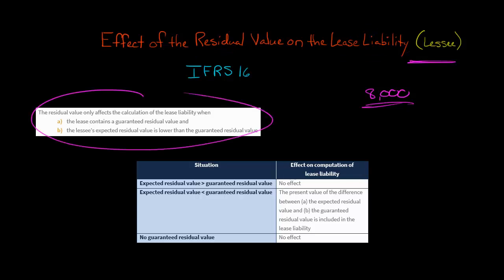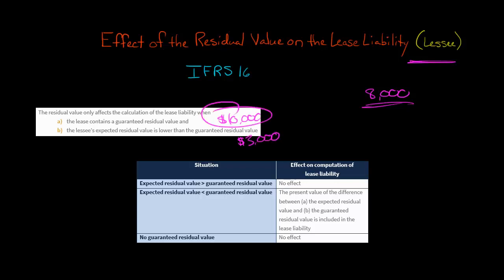And let me give you an example. Let's say that there's a guaranteed residual value and it's $10,000. And the expected residual value, the lessee says, you know what, I think it's actually going to be $3,000. So they guarantee the lessor, hey, this thing will be worth 10 grand when this lease term's up, but they're thinking, well, I think it's only going to be worth 3,000. Okay, that difference of $7,000 would be treated as an additional lease payment when calculating the lease liability.